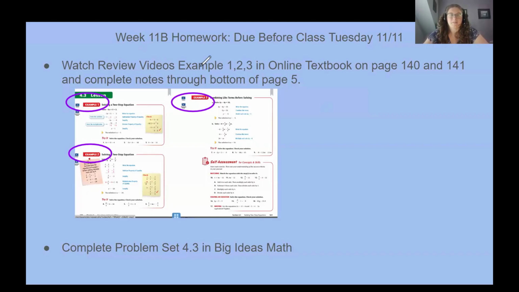Welcome to class. We are going to begin with just a brief review of your homework. You watched review videos in your online textbook. You watched examples 1, 2, and 3. So you looked at solving two-step equations and combining like terms before you solved. And then you finished the problems in your notes on page 5. And the feedback you gave me in Canvas is that that went very well. There were no questions on that, so excellent.